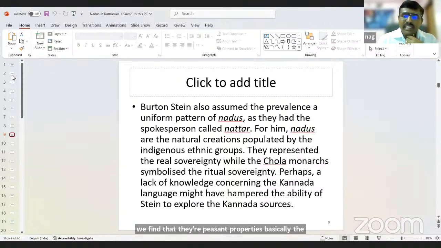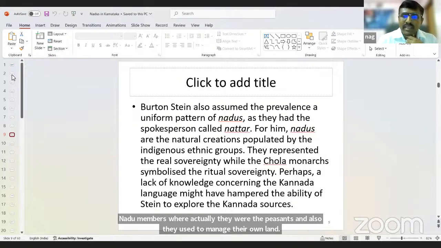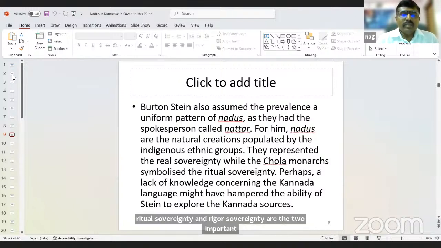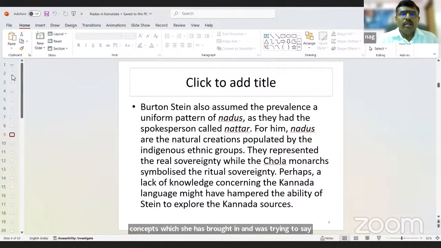For Buttenstein, Nadus represent the real sovereignty. They are the real rulers for him, while the Chola monarchs symbolize the ritual sovereignty, he says. Ritual sovereignty and real sovereignty are the two important concepts which he has brought in. I was trying to say that the Nadus had greater power than the state itself.